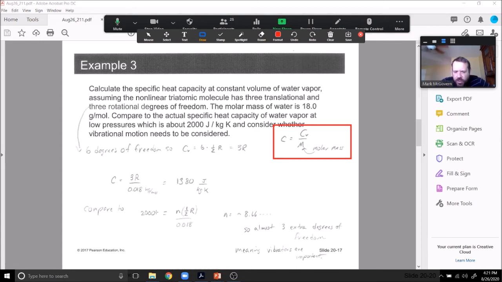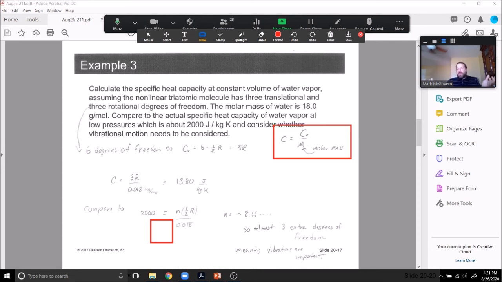So here's what I'm going to do. I'm going to go back to my calculation, and I'm going to put an N here. Now, I thought my N was 6. We were wrong. It was not 6. So I put an N in here, and I go through the same calculation. And I work out that my N value is around 8.6, which is telling me that I have approximately 2 to 3 extra degrees of freedom.